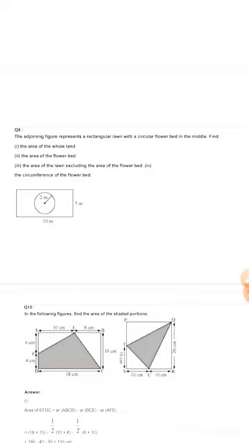Getting this point? Now question number 10: in the given figure find the area of the shaded portion. So the shaded portion is given, the area of EFDC. They are asking for this area, and this is only a quadrilateral, not a square, rectangle or parallelogram. So how will you find this?